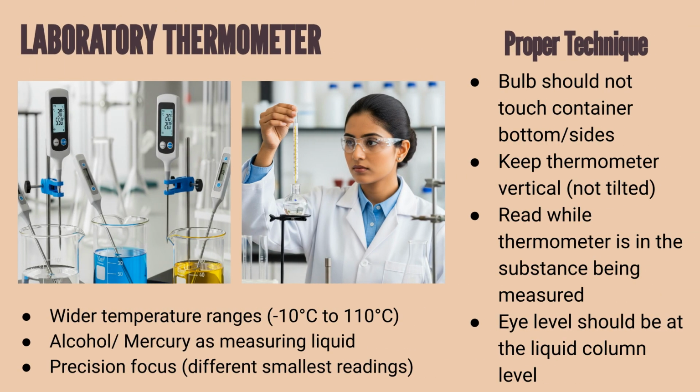Laboratory thermometers have wider temperature ranges, typically -10 degrees Celsius to 110 degrees Celsius, and alcohol or mercury is used as the measuring liquid. Focus is on precision, so different smallest readings are available.